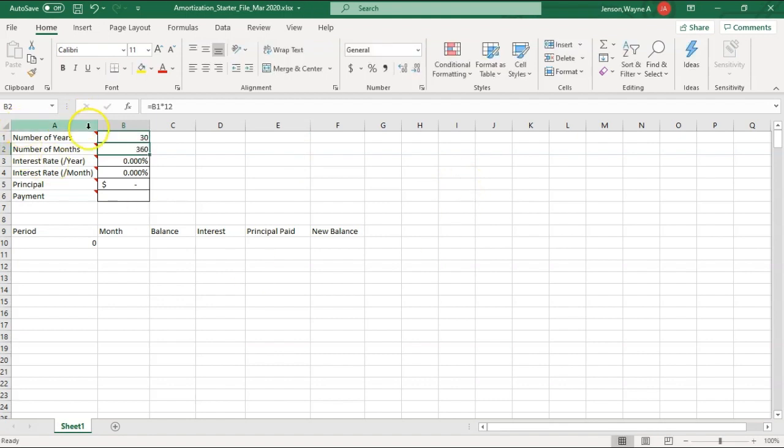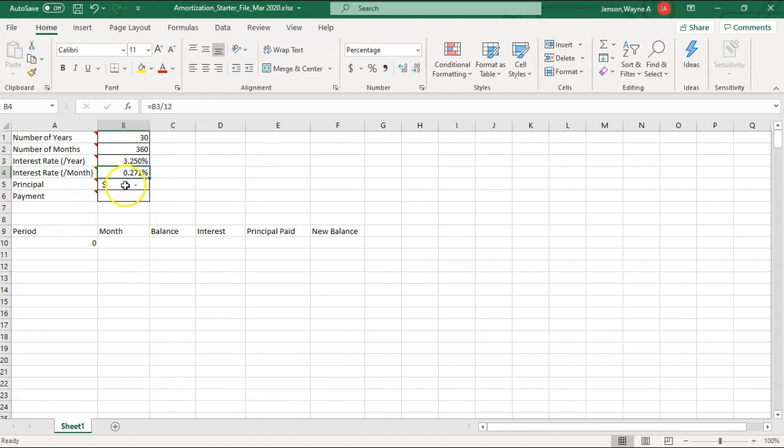And then the starter file has a formula that multiplies the number of years times 12, so you get the number of monthly payments in cell B2. And then for cell B3, all we have to do is put in the interest rate that we want to assume, which is, I'm just going to put 3.25%. You might be able to get a lower interest rate now, but B4 just has a formula that divides that interest rate by 12 because we want to get the monthly interest rate when we determine the payment.